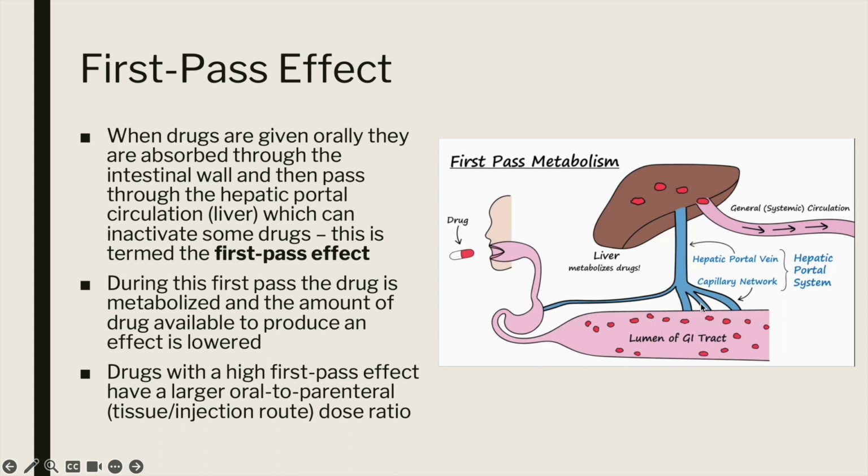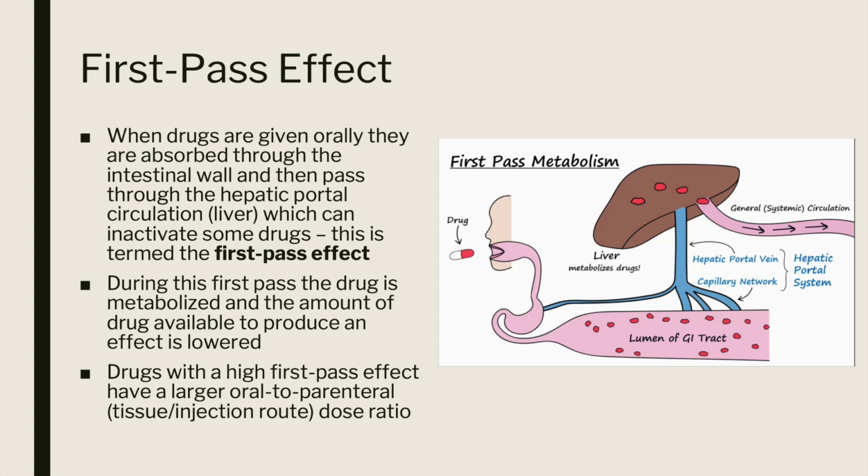Let's say you take the same drug and you give it into the tissue, so you give an injection. That drug is not entering the GI tract, so it's not absorbed through the GI tract. So you don't have a first pass effect because it's not going to the liver right away. None of it is being absorbed from the intestine to the liver. It's being absorbed directly into the tissues.